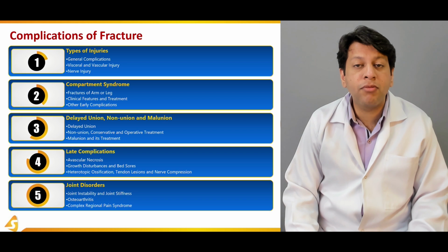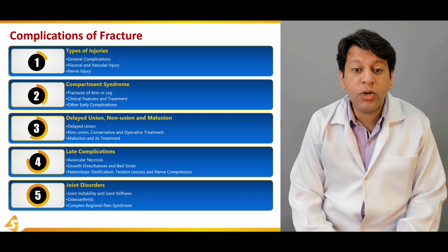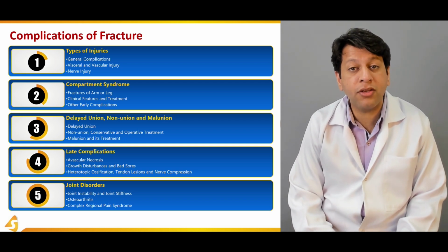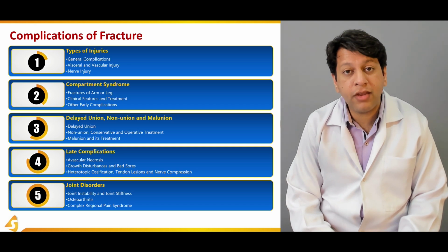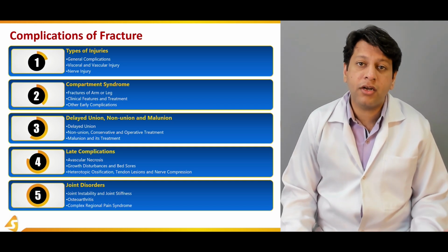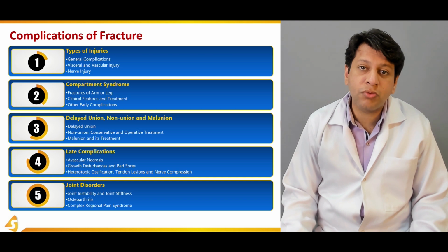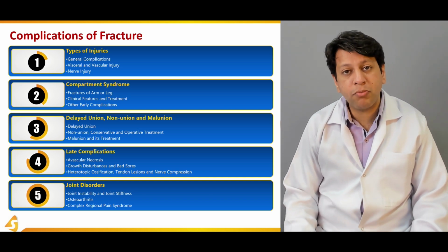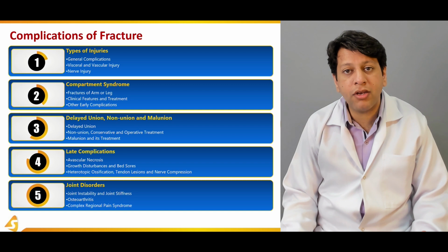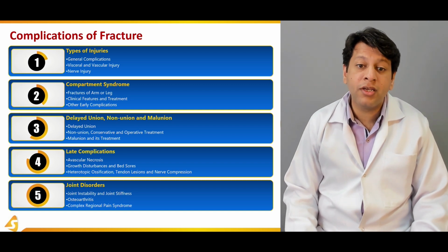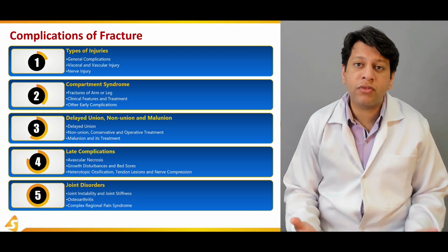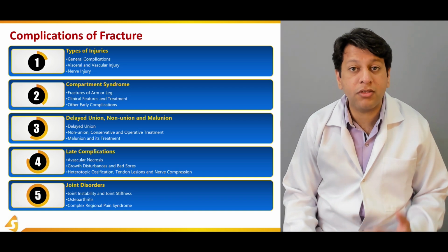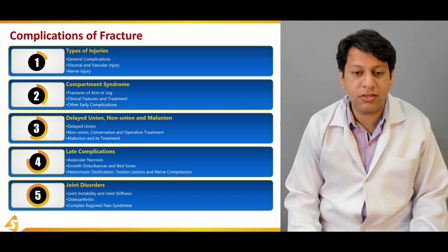In the third section, we'll briefly go through what is delayed union, non-union, and malunion. As you know that any fracture can result in a delayed union or a non-union as well, or even there could be a malunion. There could be post-union angulation which has to be dealt with as well. And it's also a part of the general complications of the fracture. We will be specifically dealing with that in this section.